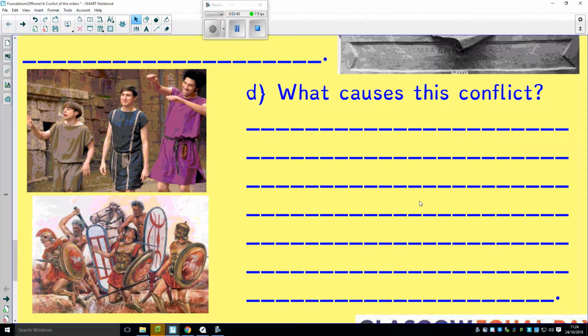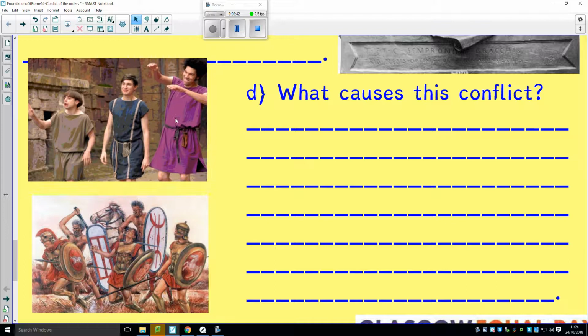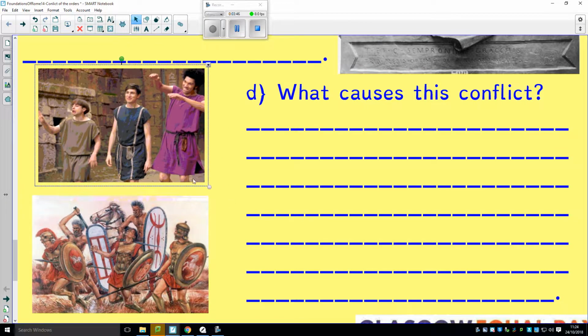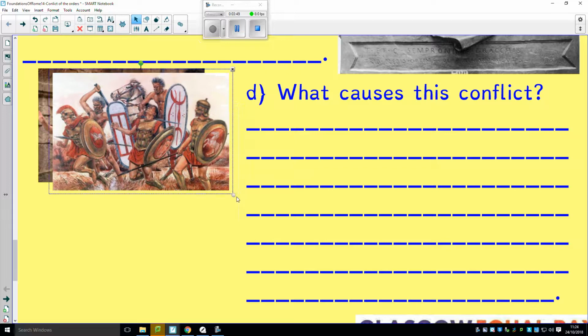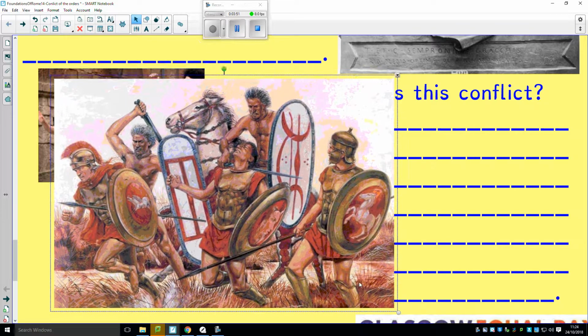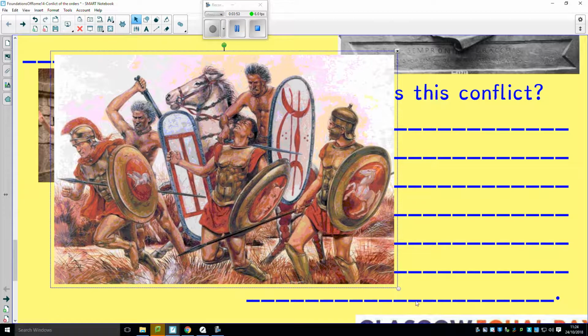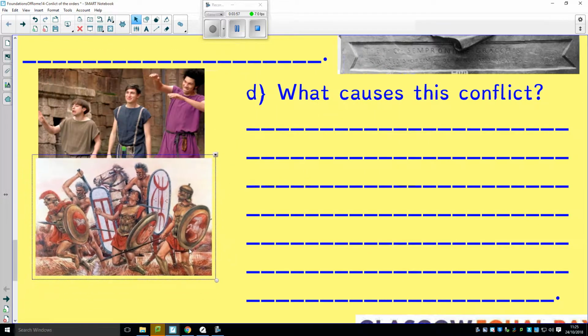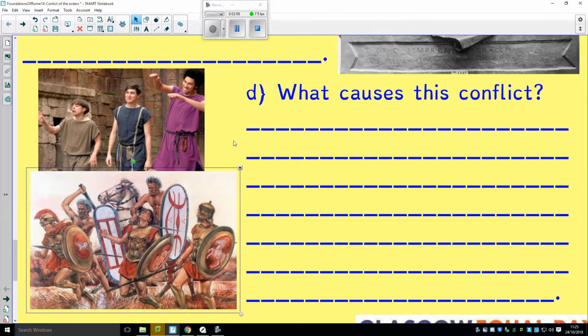Now, what causes this conflict? Well, the plebeians are unhappy. They are poor, they are struggling. Why are they struggling? Well, warfare. They've been the bulk of the Roman army through the wars of independence. When the wars are over, they are poor.